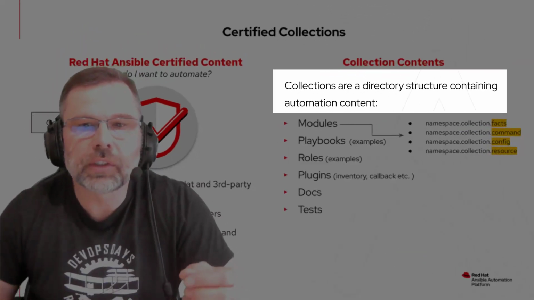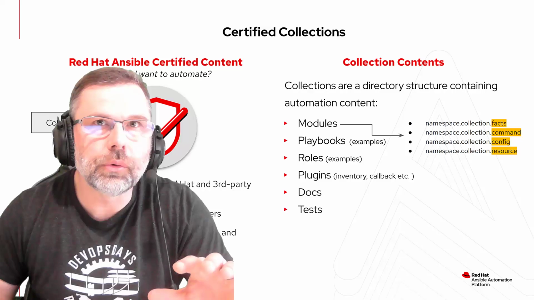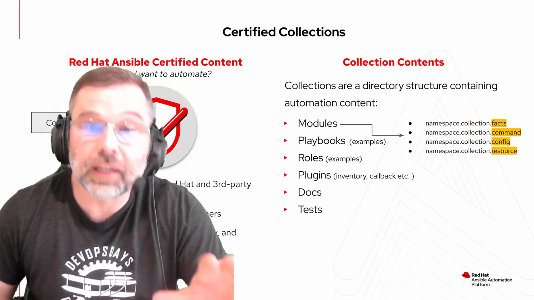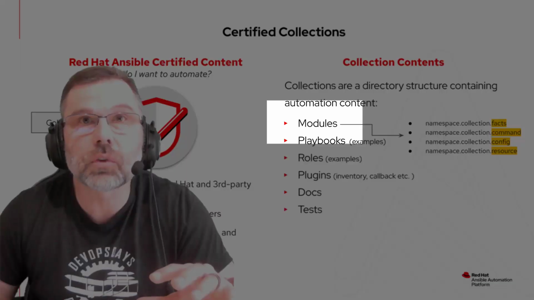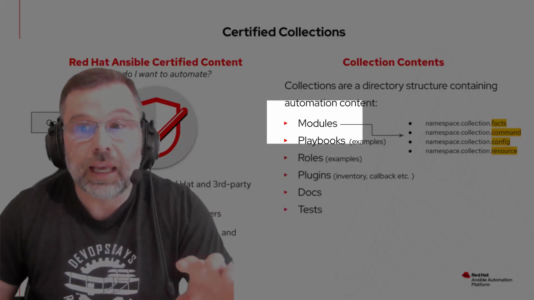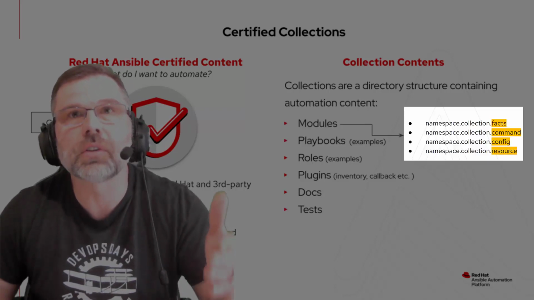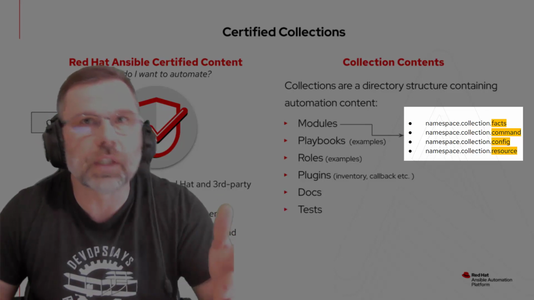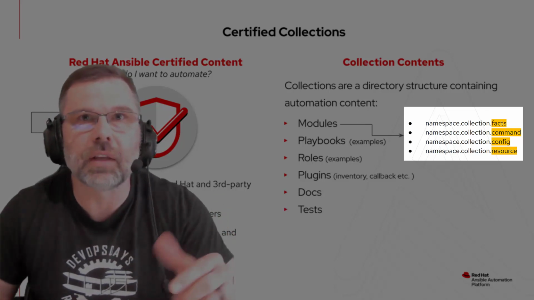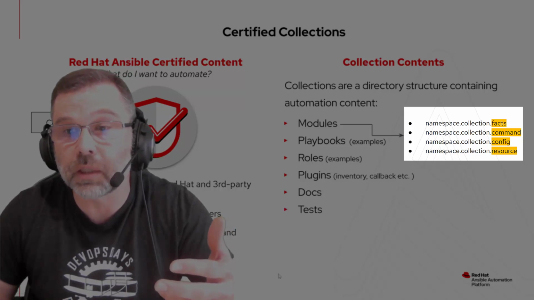Collections are a directory structure containing the automation content. And key to this ecosystem of certified content are the modules. The modules are typically built in Python for network modules, and they provide you with a consistent set of modules that you'll see in multi-vendor situations. There's consistency so that you can normalize the way that you automate. So you'll expect to find these particular types of modules.